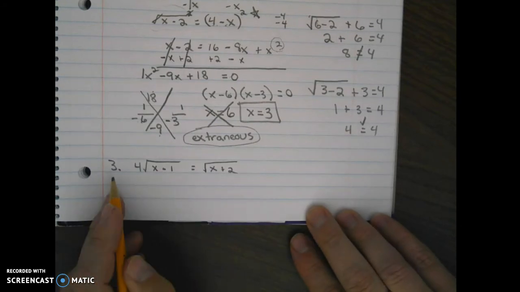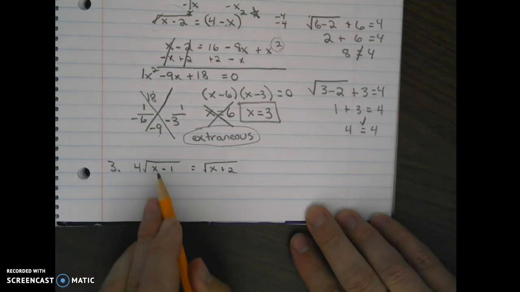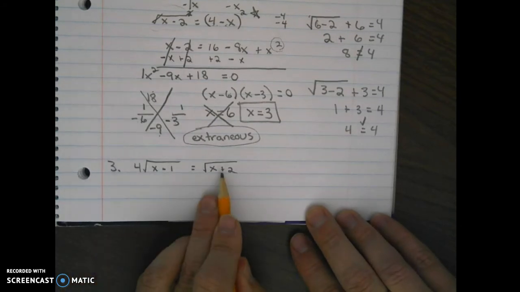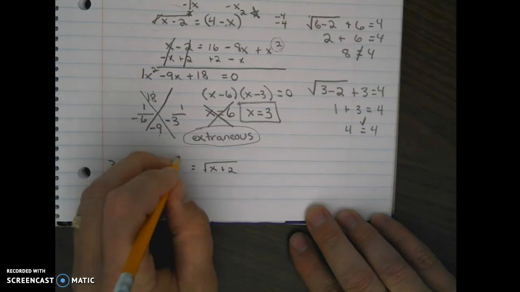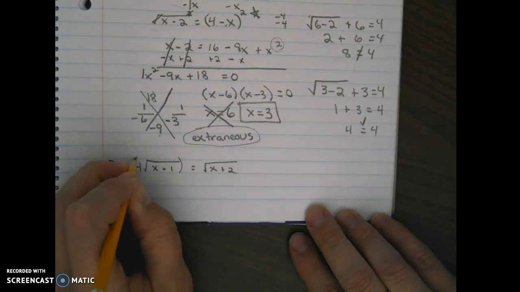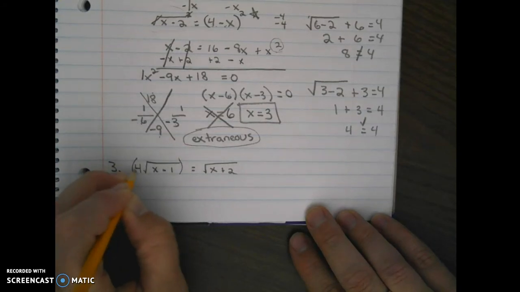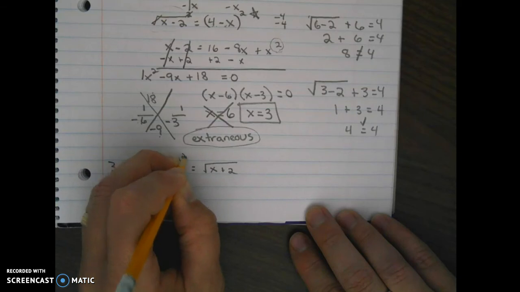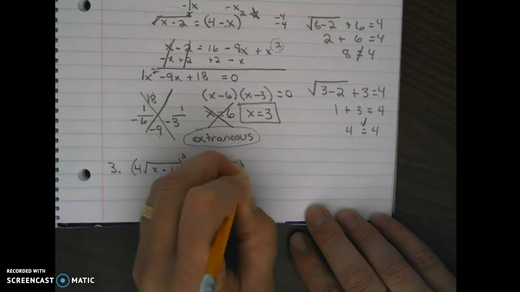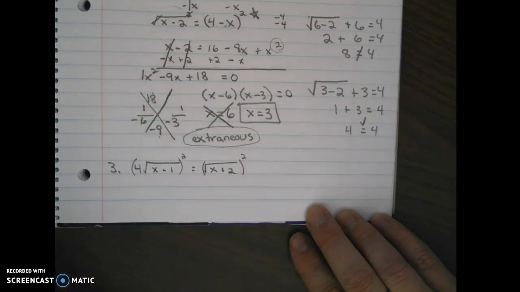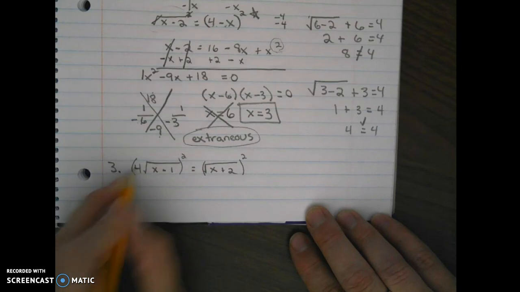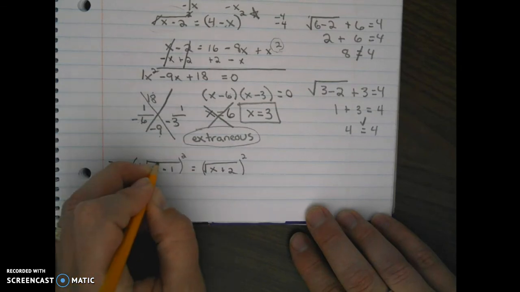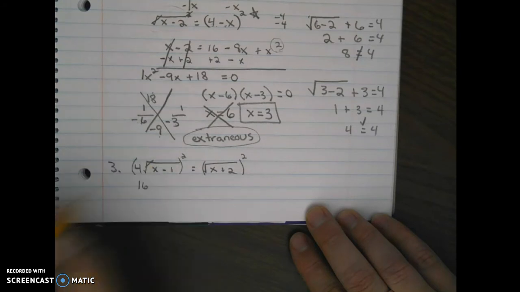Okay, so number 3. Now notice we have a square root on both sides, so we can go ahead and square. Now watch how I'm doing this. This is important because we have a times 4 on the front. Square both sides. Okay, so be careful here because you have to square the 4, and then when you square this term, that means that that will cancel.